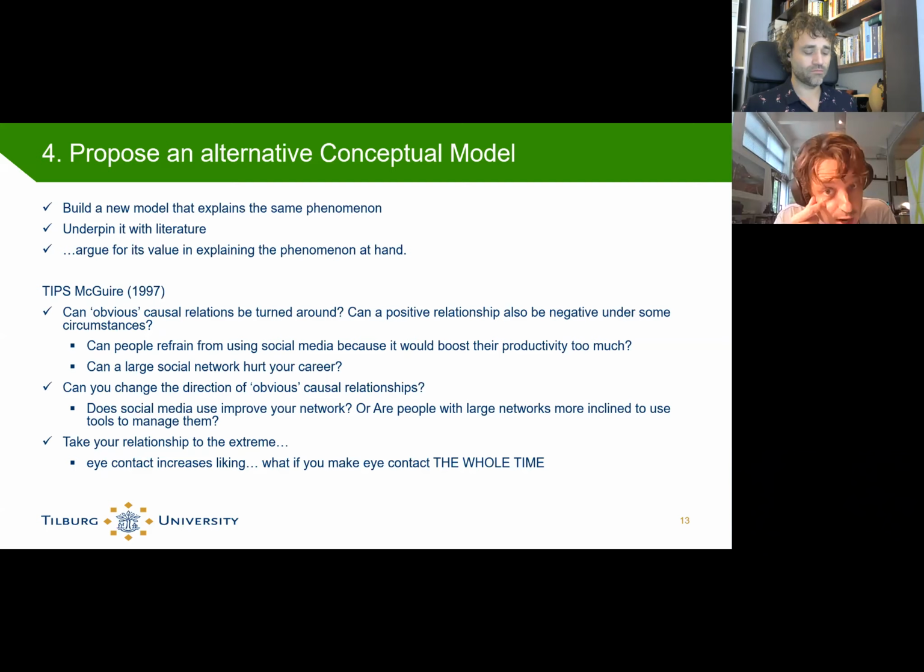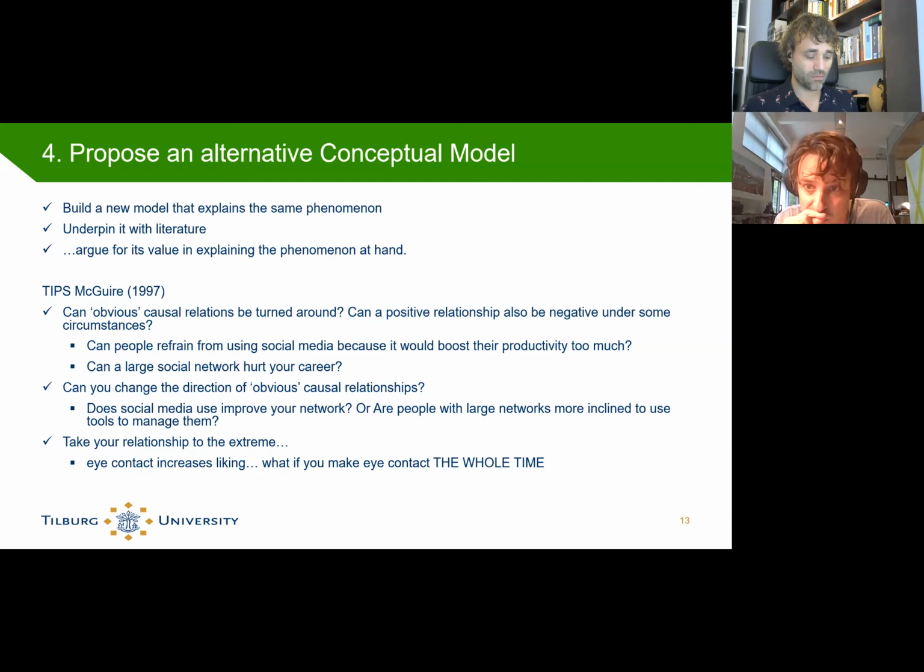And again, the Maguire article, I didn't post it yet, but I'll post it on Canvas. You don't have to read it completely, but if you want some tips and guidelines as to how to think creatively about research, that is a great article. One of the ways in which you can come up with an alternative model is by changing an obvious causal relationship. By, for example, thinking whether a negative relationship could not be positive as well.